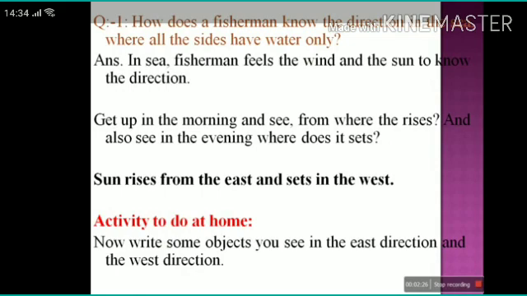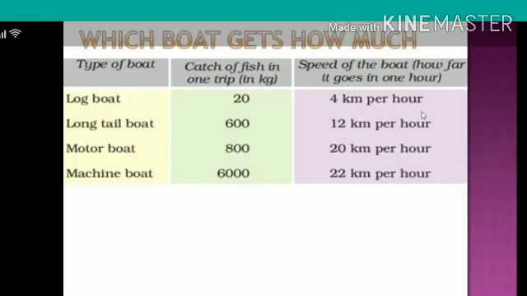Can you do an activity? Write some objects you see in the east direction and in the west direction. Now we can move on to the problems. Which boat gets how much? Look at the tabular column, children.